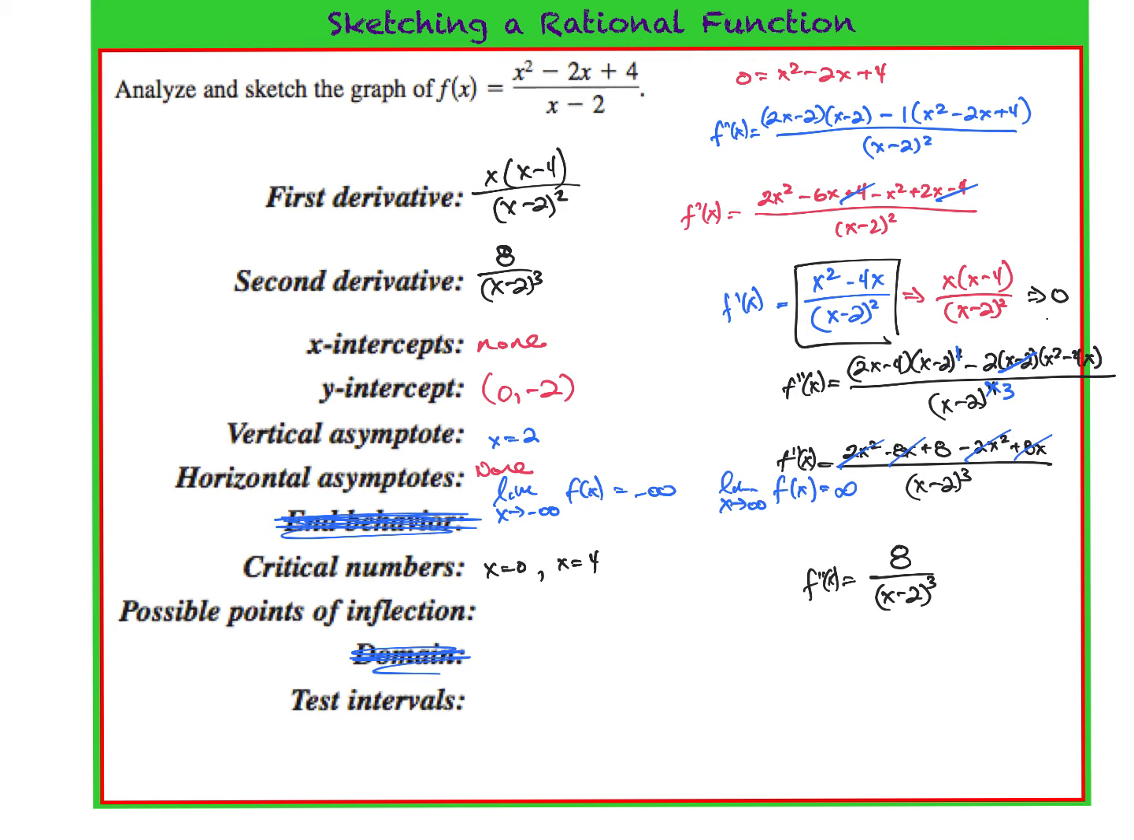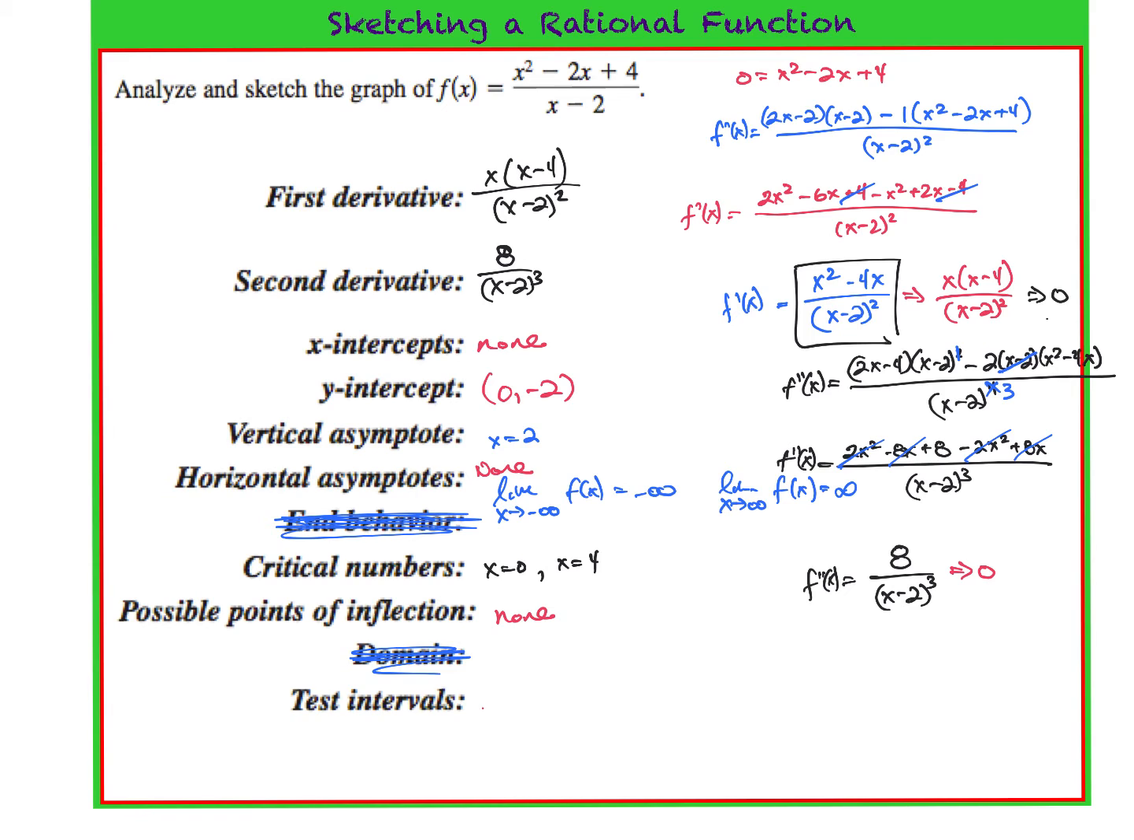Now, to find a point of inflection, we try to set that equal to 0. Can I set that equal to 0? No, nothing's going to happen with our x value. So do I have any points of inflection? No, I got none. Now, let's do our test intervals.